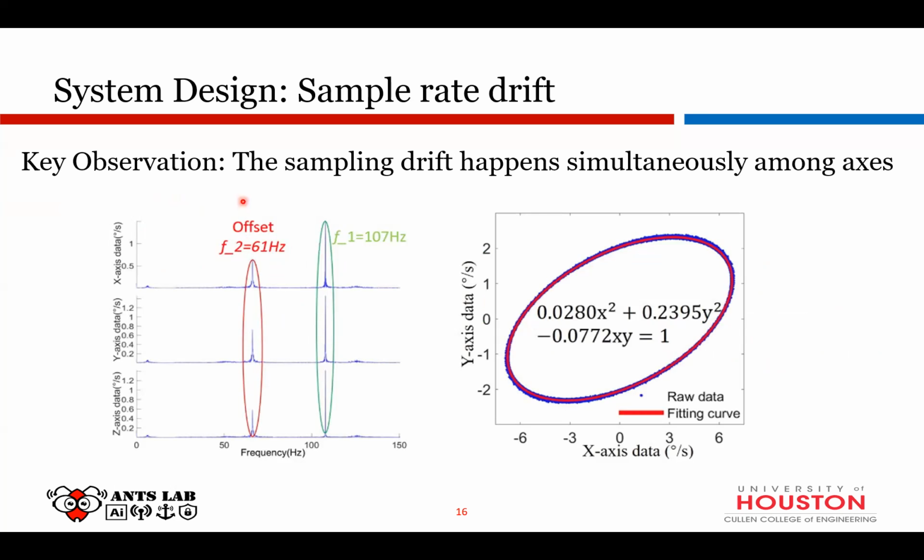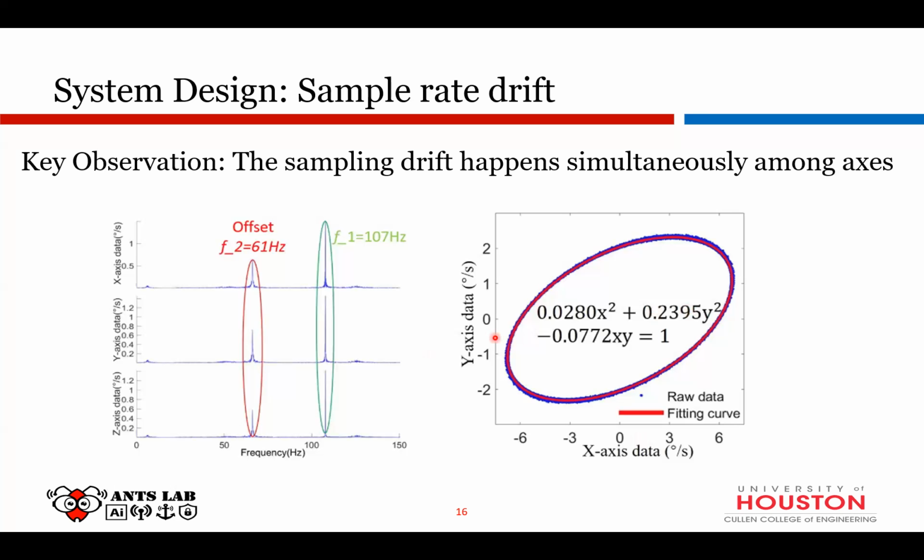And this observation is made in this subfigure. In the green circle, the desired frequency is 107, but with this predictable sampling drift, we can still see an offset f2 equals to 61 Hertz in the red circle. But we still notice that the trajectory, if we use a scatter plot to plot all the points on the x-axis and y-axis, that means we show this trajectory on the XY domain.